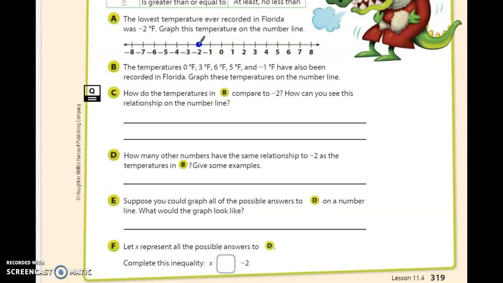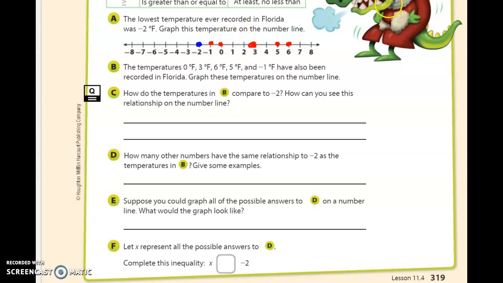Part B says, the temperatures 0 degrees Fahrenheit, 3 degrees Fahrenheit, 6 degrees Fahrenheit, 5 degrees Fahrenheit, and -1 degree Fahrenheit have also been recorded in Florida. Graph these temperatures on the number line. So I'm going to change colors. I'm going to come up here and show you. Here's 0, 3 degrees, 6 degrees, 5 degrees, and -1 degrees.